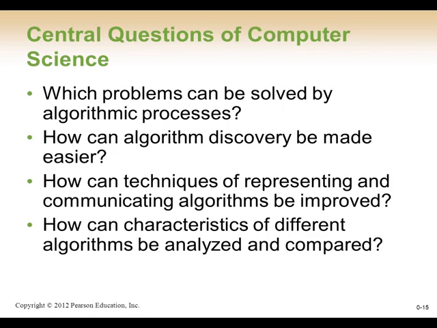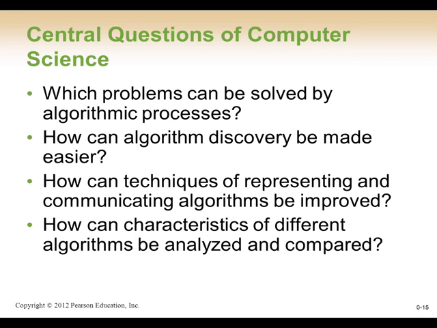So when we are looking at the questions for computer science, first of all, we have to ask which problems can be solved by an algorithmic process. Can we actually solve these problems or not? And then, how can algorithm discovery be made easier? So what can we do about it? How can techniques of representing and communicating algorithms be improved? And the characteristics of different algorithms. So we have a job for software engineers and computer scientists, to constantly work on these algorithms to make them work better.